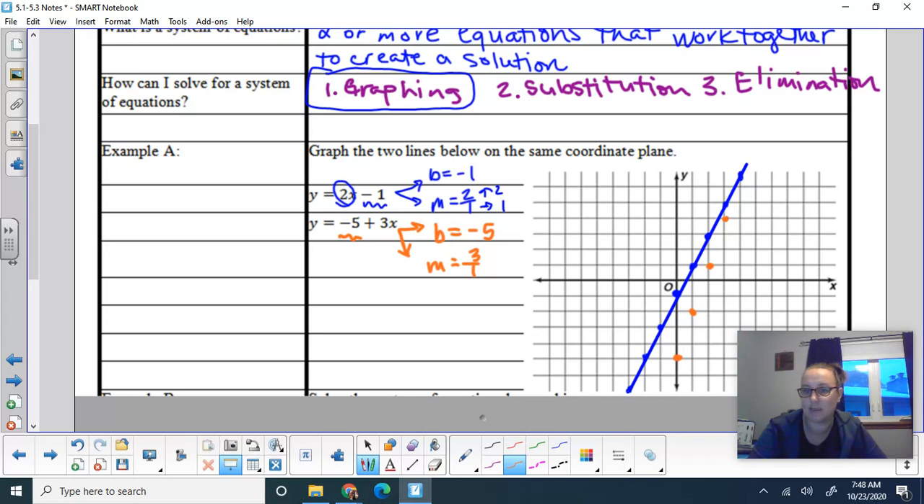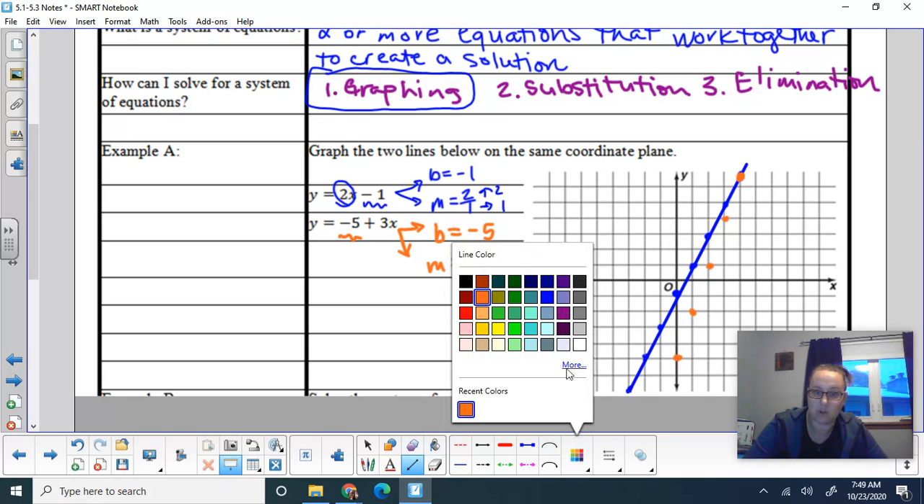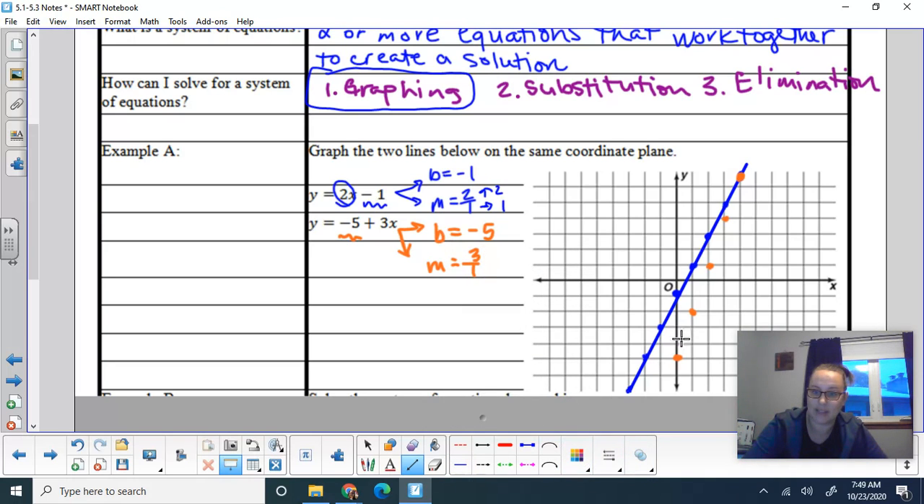Now it looks like it's crossing, but it didn't match up perfectly with the dot. So we're going to do it one more time. 1, 2, 3 over 1. Aha. Right up here, that's where they're crossing. So I'm going to grab my line tool. I'm going to make sure it's orange so that it matches up with the color of my dots, and I'm going to draw a line through it.